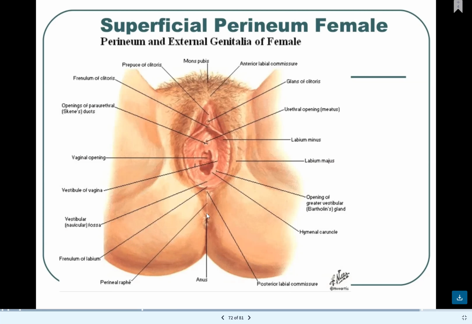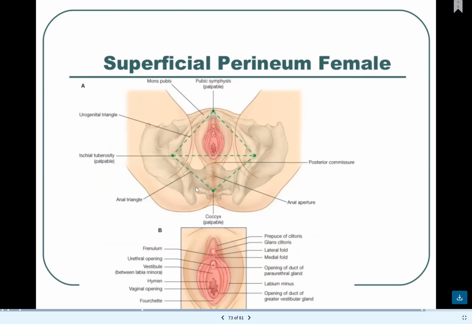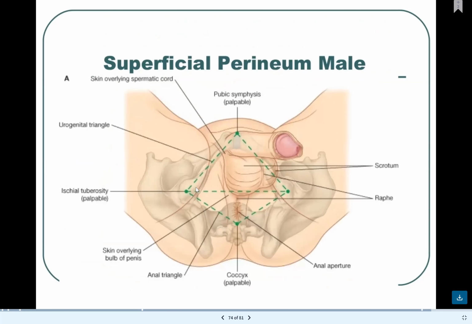Then this is the frenulum, and here we call the perineal raphe. At times when delivery is becoming too difficult, we cut the perineum here to allow for the baby to come out, especially when the baby's head is so big. But this is just to show an overview of the superficial perineum of the female. And this is for the male.